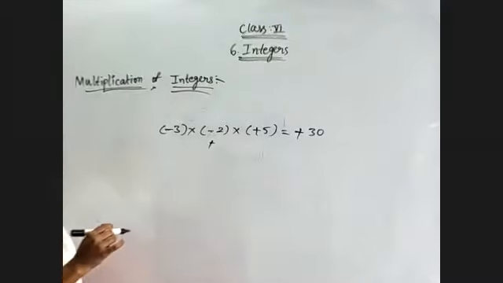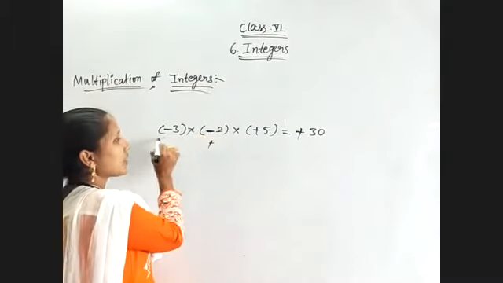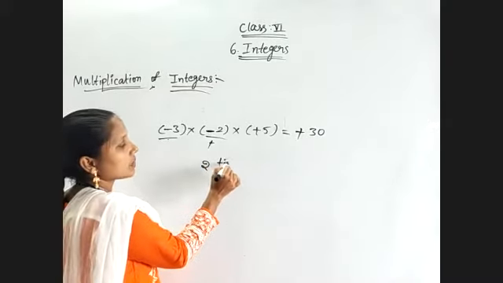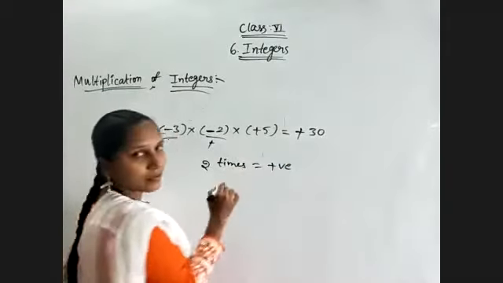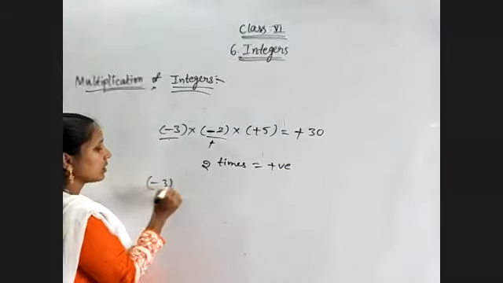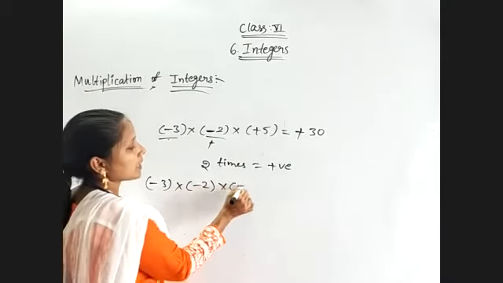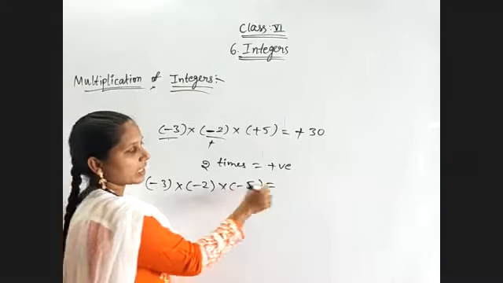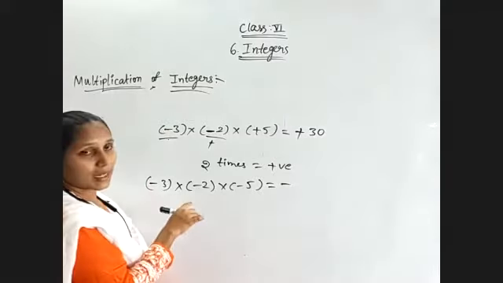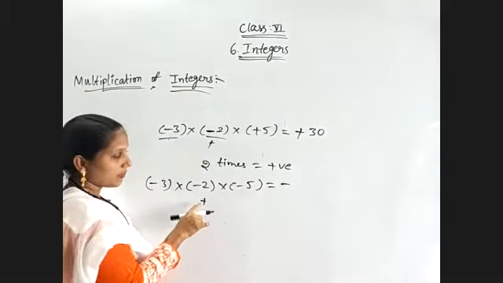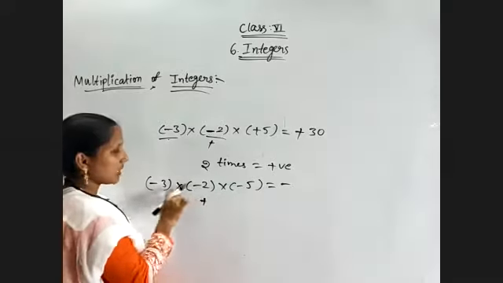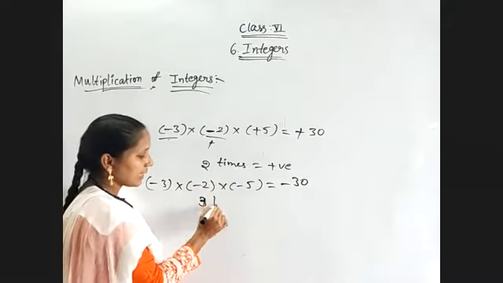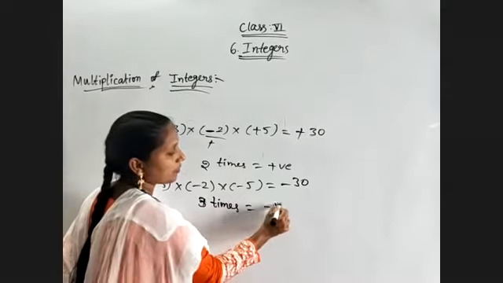In another way, observe how many times the minus sign is appearing here. 2 times. So when it came 2 times, we got the result as positive. Suppose I am getting 3 times: -3 into -2 into -5. For 3 integers I have negative only. So minus into minus is plus, plus into minus is minus. 3 2s are 6, 6 5s are 30. Minus 30 I got. When I am getting 3 times, I got a negative result.